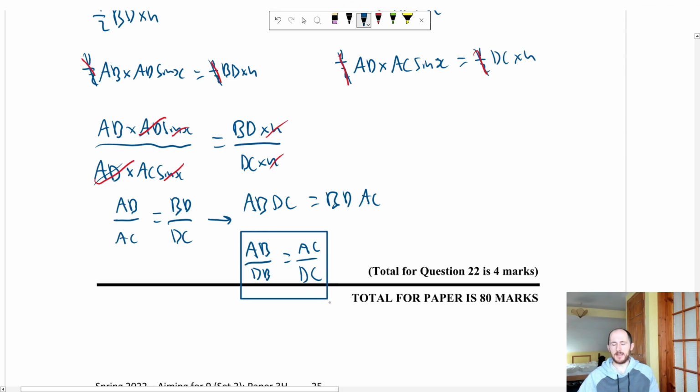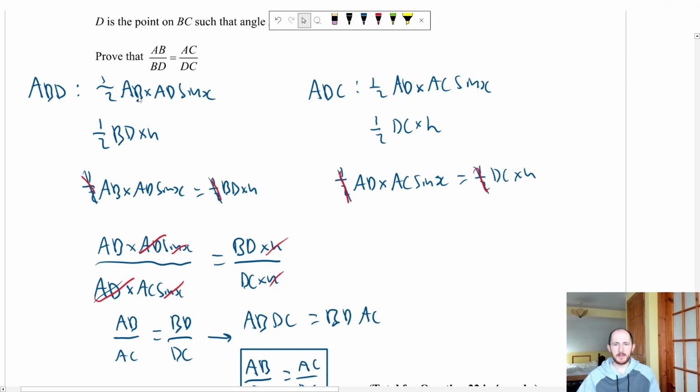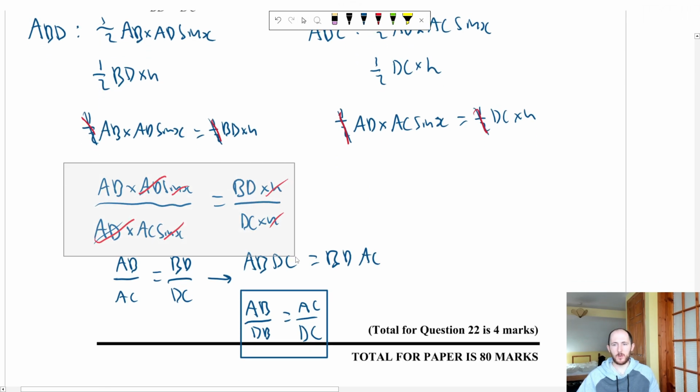Okay, that was quite an interesting one. That's probably one of the trickiest questions I've seen, because knowing to do the area and then knowing to equate them and then knowing to divide them is not the easiest thing in the world.